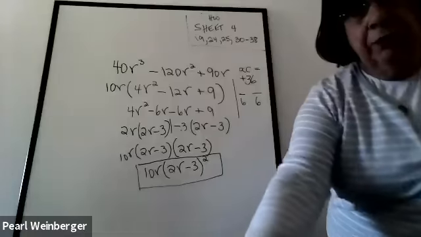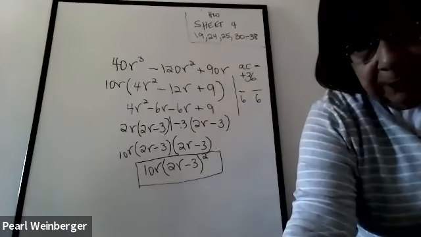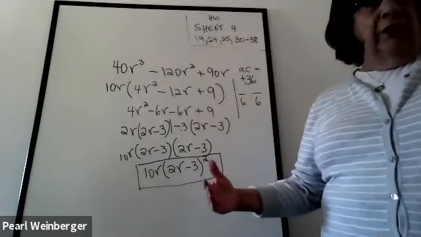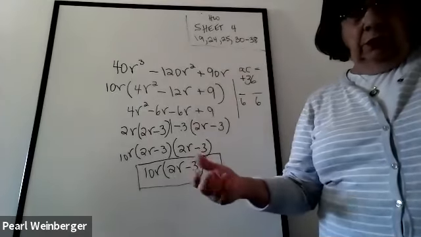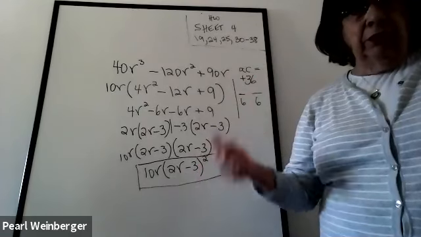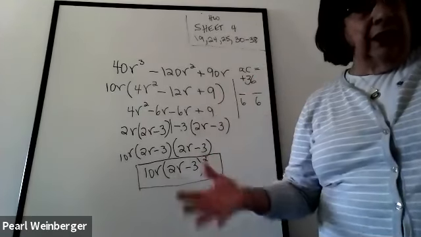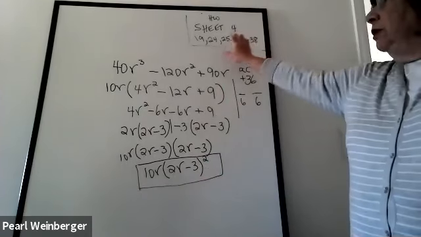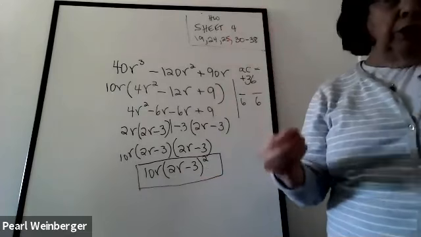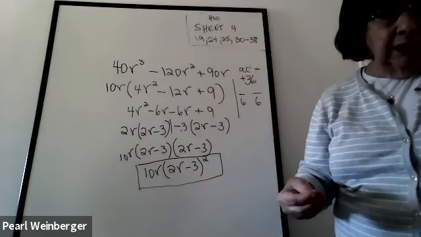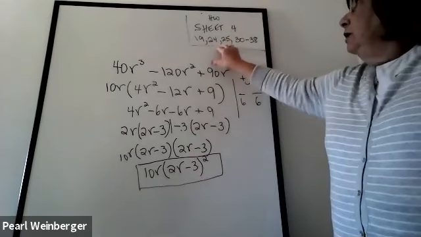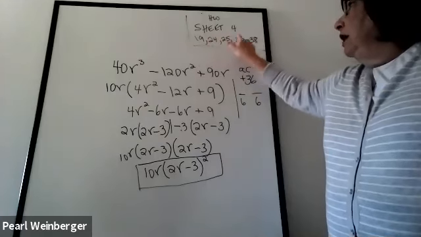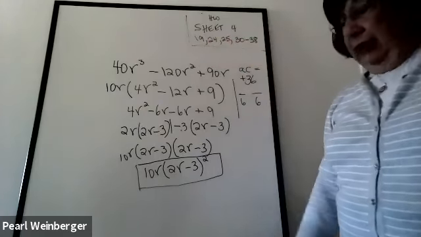I think that pretty much takes care of all the type of factoring that we could do. We've learned how to factor binomials, trinomials, and four-termed expressions. And for homework, aside from your homework that you're going to find on Delta Math, on sheet 4, I'm going to want you to do 19, 24, 25, and 30 through 38.